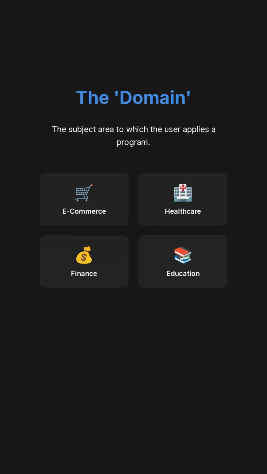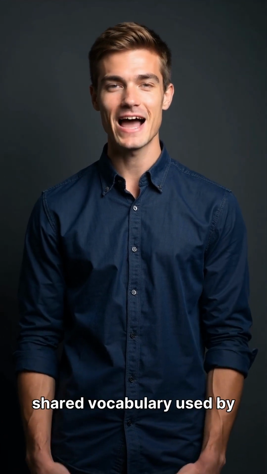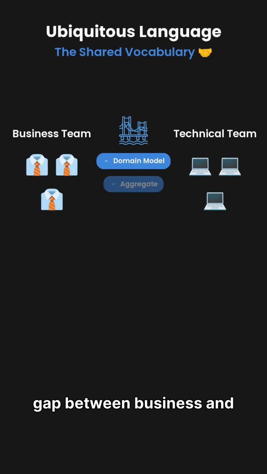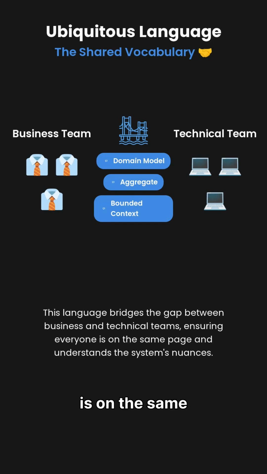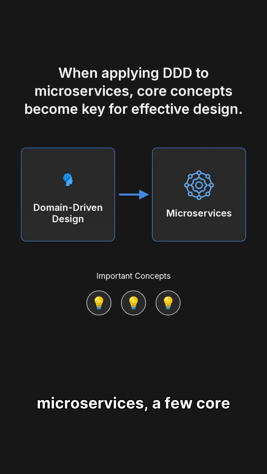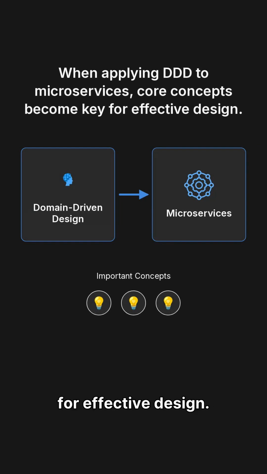applies a program. Another crucial element is the ubiquitous language, a shared vocabulary used by developers, domain experts, and stakeholders. This language bridges the gap between business and technical teams, ensuring everyone is on the same page and understands the system's nuances. When applying DDD to microservices, a few core concepts become particularly important for effective design.